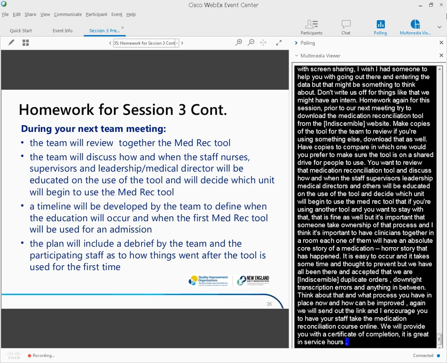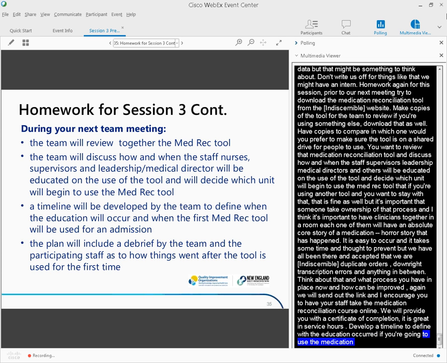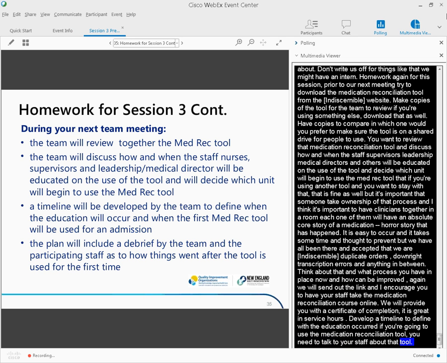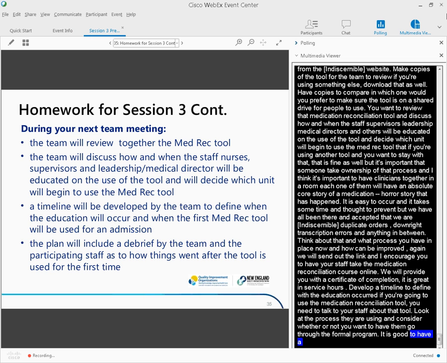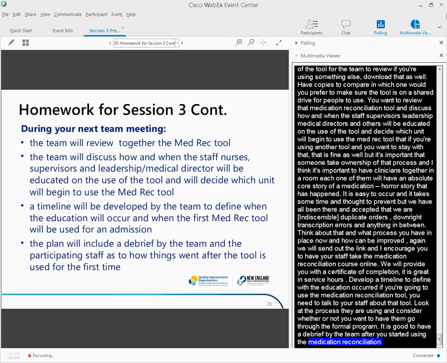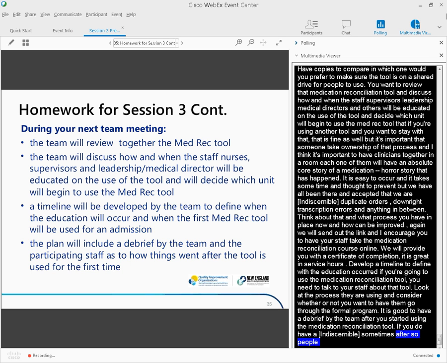Develop a timeline to define when the education will occur. If you're going to use the medication reconciliation tool, then you need to talk to your staff about that tool. Look at the process that they're using, if they're using another process, and consider whether or not you want to have them go through the formal program. And it's good to have a debrief by the team after you've started using the medication reconciliation tool. If you have it on a unit, that's fabulous. And if you do, have a huddle sometime after, so people can tell you how that went, whether they found it difficult, whether they found it time-consuming, what worked about it, and what didn't.